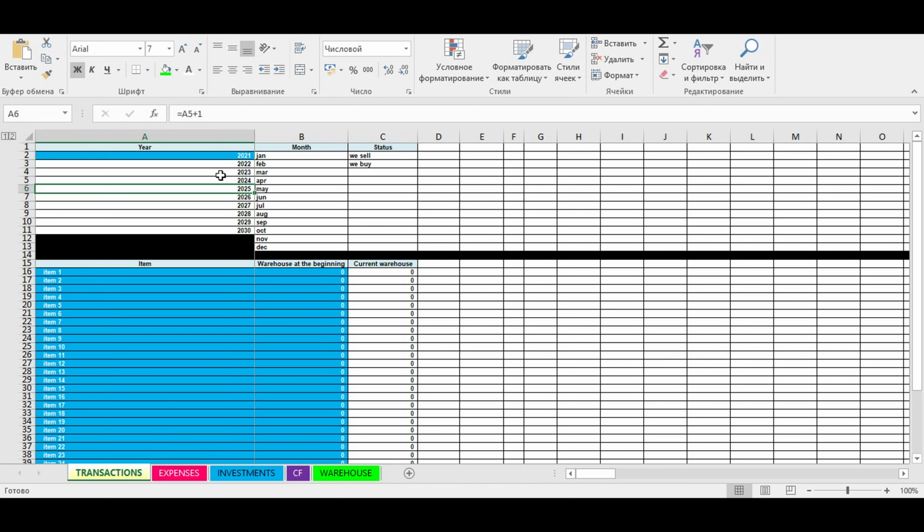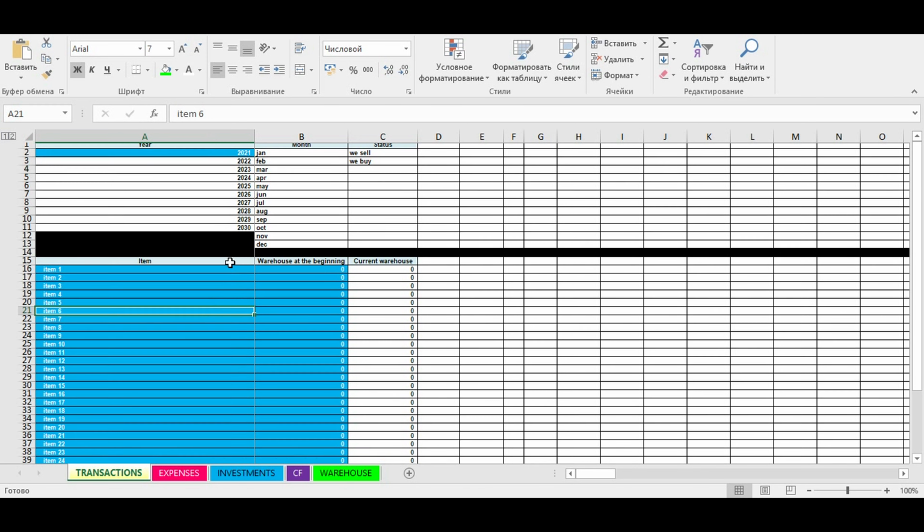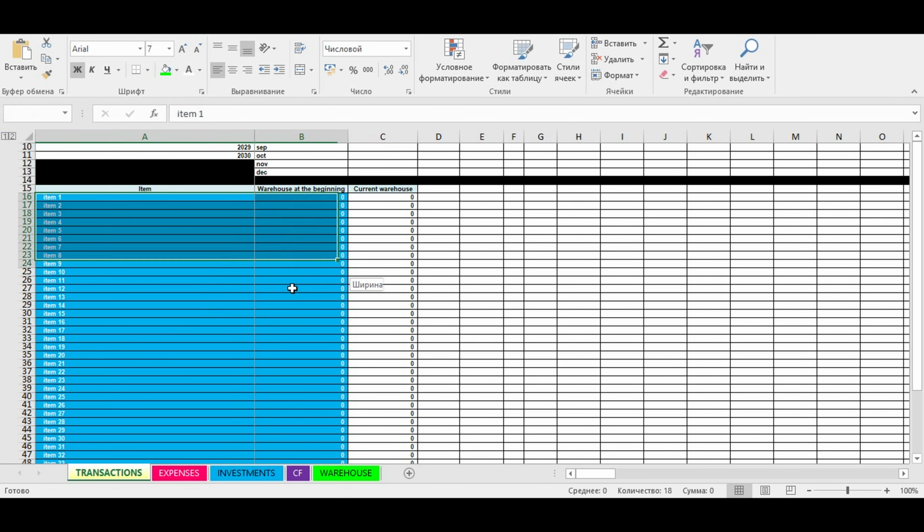All inputs in our financial model are colored with blue. Other cells are automatic. And now I will go through the model and show you how it works. For example, the first year of our projections is 2021, and we start with naming all our items of our business.